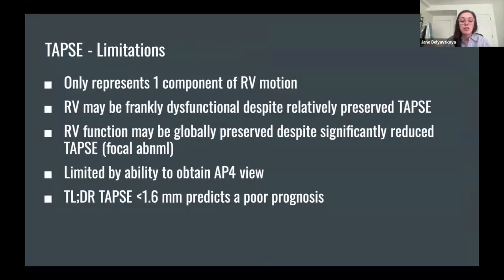So at the end of the day, we just use it to look for the patient's prognosis. And you can kind of use it as a way to push somebody to the IR suite, but otherwise I wouldn't use it to differentiate between acute and chronic right heart strain or to assess for RV dysfunction.